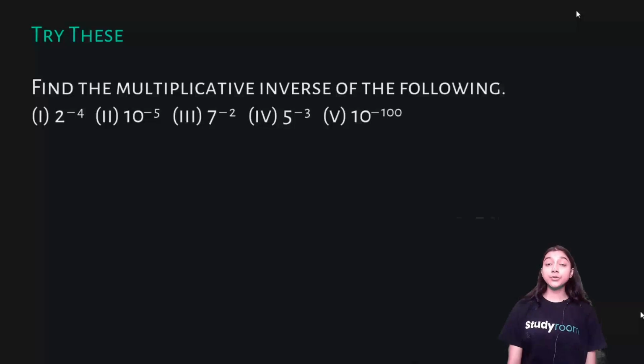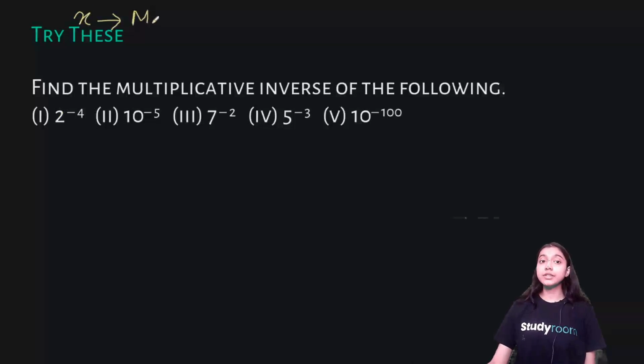Now observe over here. In this question, we have to find the multiplicative inverse of the following. For solving this question, I'll just give you a simple trick. If we have any number x, then the multiplicative inverse of this number x is nothing but the reciprocal of this number. That means the multiplicative inverse of x will be 1 by x. So remember this and then try solving these problems.